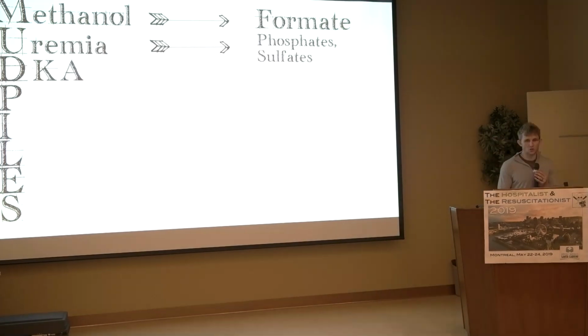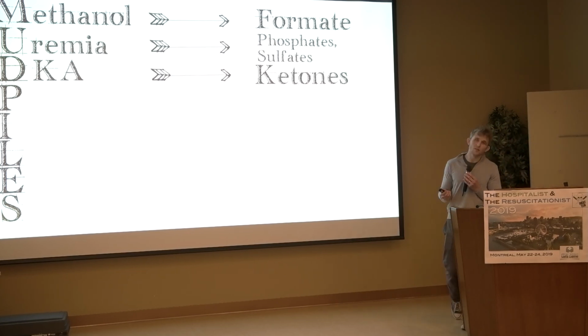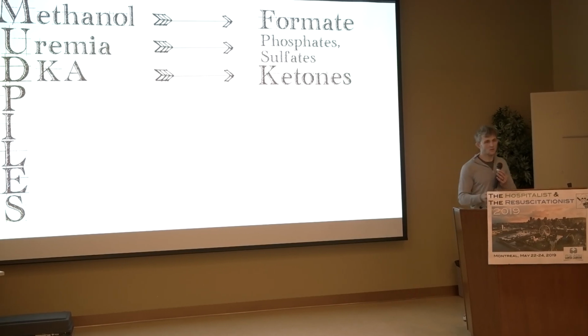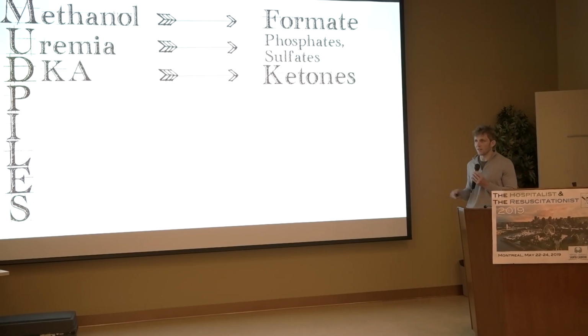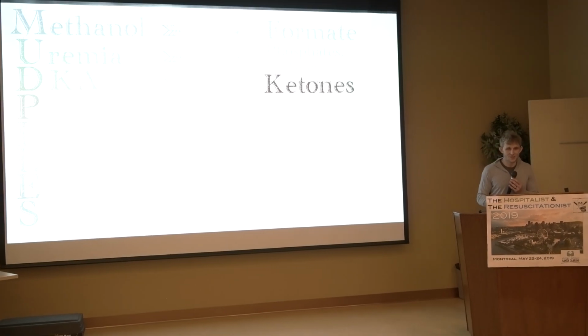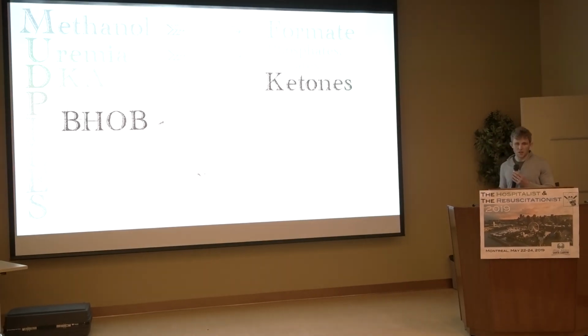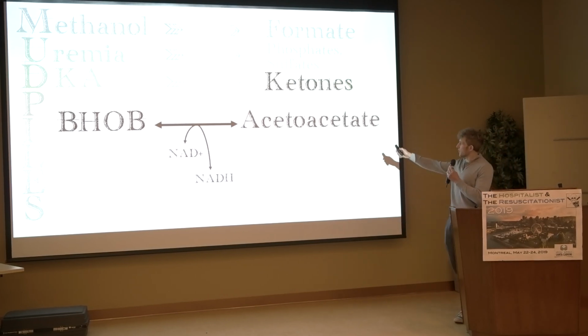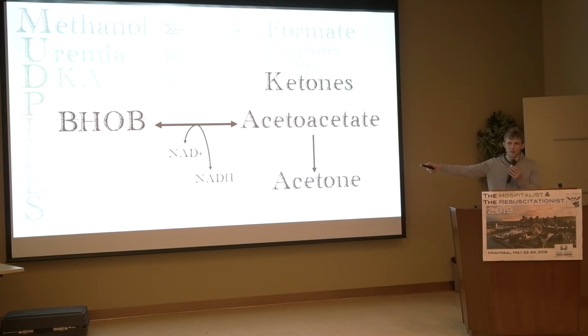So what's D? DKA, and also starvation ketoacidosis, and the anion is ketones. What are our standard ketones? Beta-hydroxybutyrate and acetoacetate, and they exist in equilibrium depending on the redox state of the patient. And beta-hydroxybutyrate spontaneously decarboxylates to acetone. And this is not just to sound smart. This actually has some clinical practice. So your urine ketones is measured what?